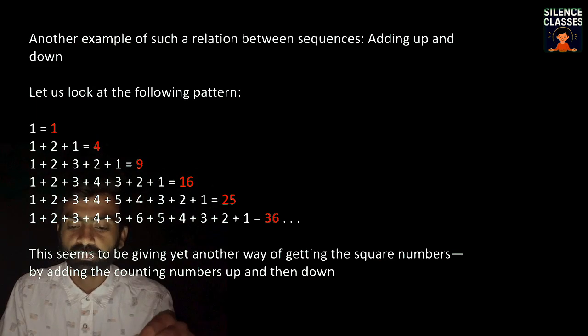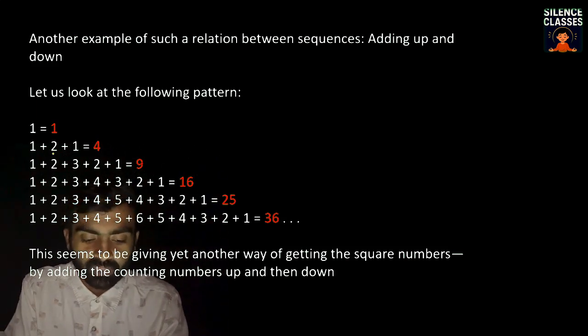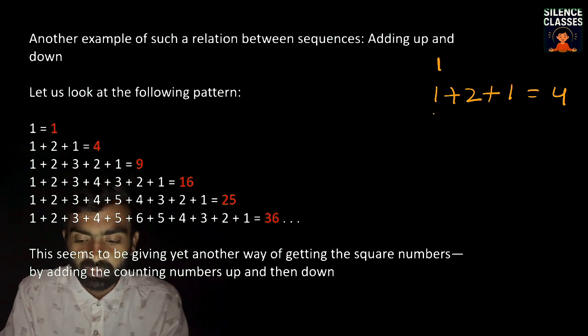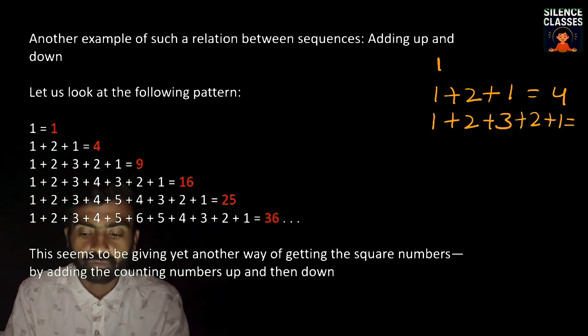of such a relation of a square, adding up and down, means in that particular way also we can find out the square numbers. Okay, like this. 1, the number 1. Then 1 plus 2 and down, means the down piece plus 1, we will get 4. Again 1 plus 2 plus 3 plus 2 plus 1. Okay, so we will get 9.